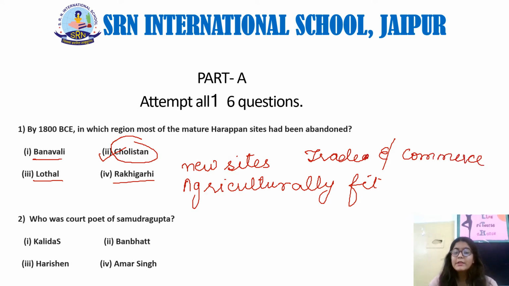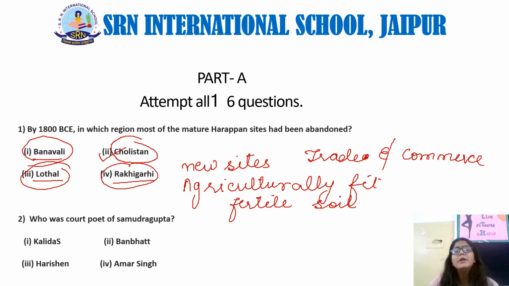There was extreme trade and commerce. All these sites had very fertile soil. And we all know population always tries to stay where there are more employment opportunities, and these three were a bundle of that. That is why people from Cholistan and the desert area of the Indus Valley civilization started migrating towards these sites, and there was a population explosion in these sites, and that is why Cholistan became abandoned.